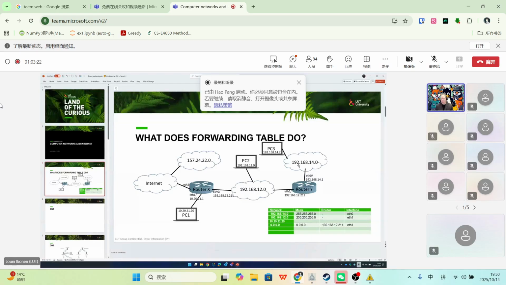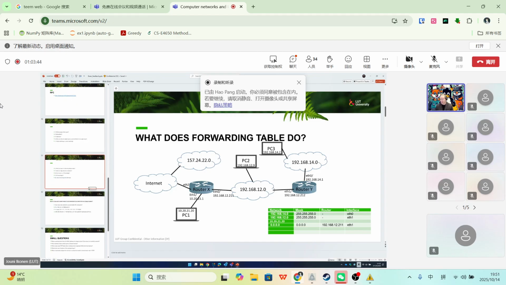So 192.168 starting address is a private IP address. It's not routable in the public internet because everybody can use that in their own networks. As is 10, addresses starting with a 10.